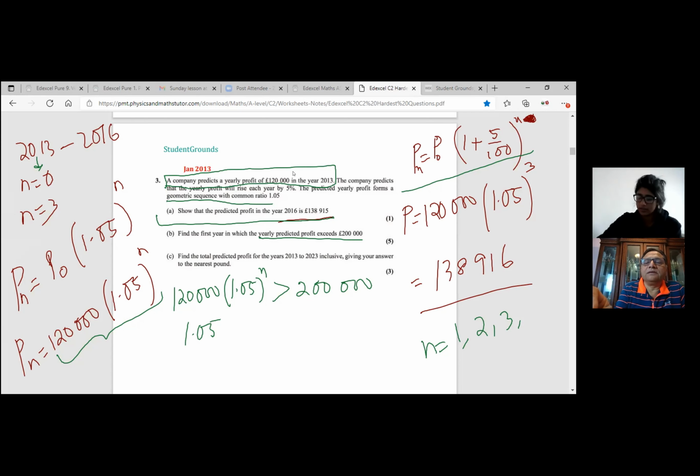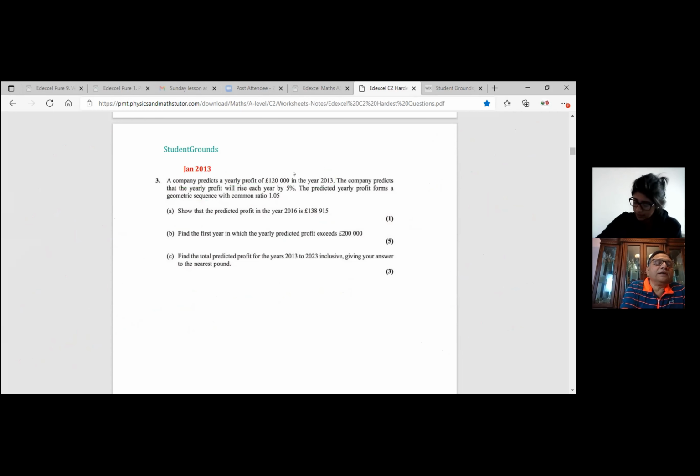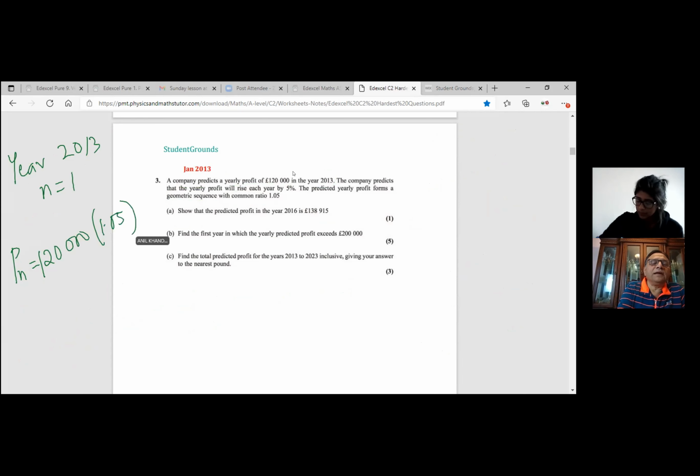So let me rewrite this. Let me clear this. We'll say year 2013, n equals 1. Is it okay now? If that is the case, then the formula for the nth year will be the initial year profit, which is 120,000 times 1.05 to the power of n minus 1. So this becomes first year profit. Second year, third year, fourth year will go like this. So in that case, 2016 will be n equals 4.